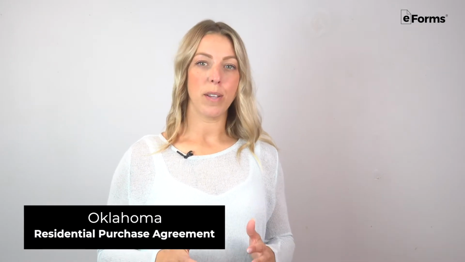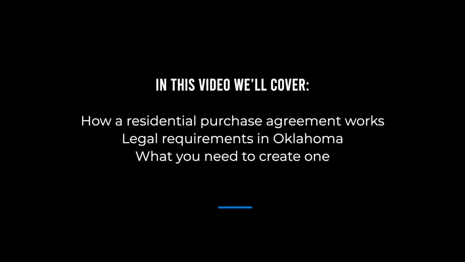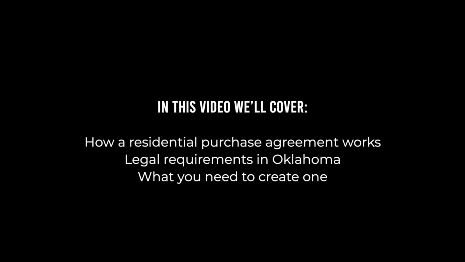An Oklahoma residential purchase agreement is an essential document in the process of buying or selling a home. It outlines in writing the agreed upon terms and conditions of the transaction, including the purchase price, financing terms, down payment, and closing date. In this video, we'll cover how a residential purchase agreement works, the legal requirements in Oklahoma, and what you will need to create one.